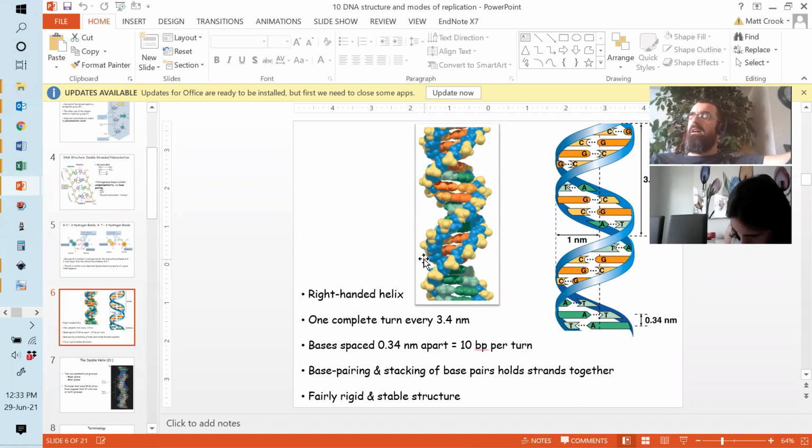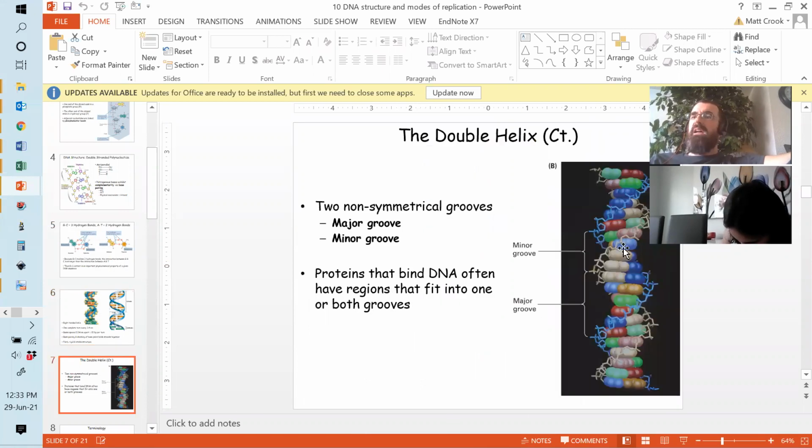Right-handed double helix. We've got a major and minor groove, right? So the major groove, the twist is a little bit more open. Minor groove, it's a little bit more closed. This is actually a property that's recognized by proteins that bind DNA, not just the sequence of DNA, but also the actual shape of the DNA too.